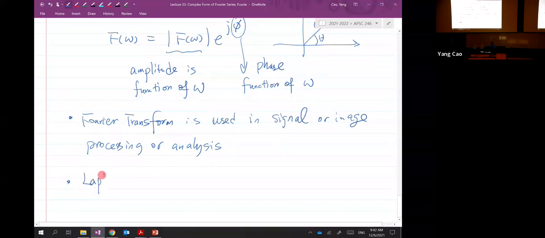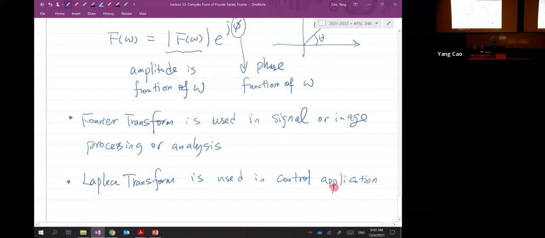And the Laplace transform is very much used in control applications. Control systems is something you learn in your third year. There's also a profession called controls engineer. When you do control applications, you have a system and you want to control the behavior of the system. You give an input to the system, and you want the output to follow the input, for example. That's called a control system.